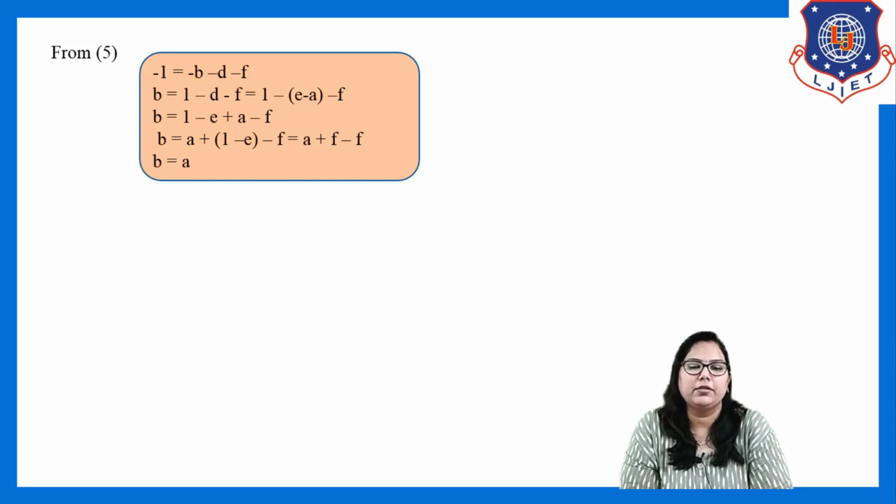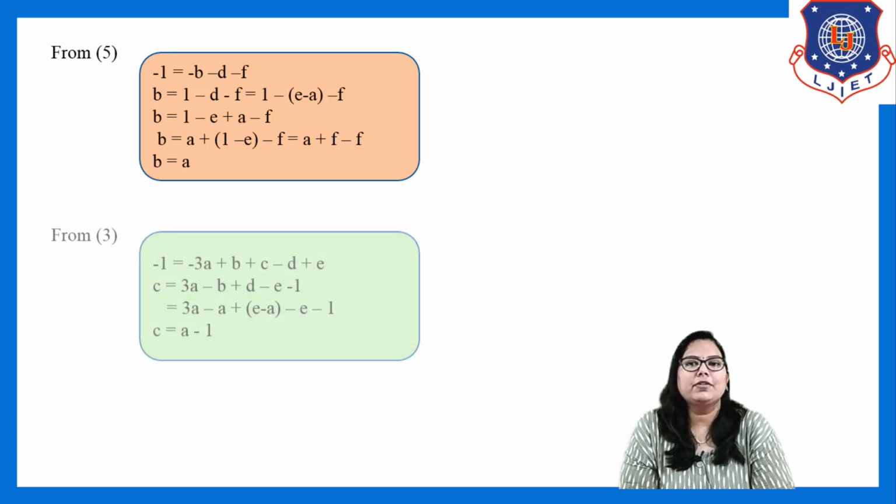Now from equation 5. Equation 5 is what? Minus 1 is equal to minus b, minus d, minus f. Now in place of f, I can write 1 minus e, and in place of d, I can write e minus a. So putting d is equal to e minus a and f is equal to 1 minus e, the terms will be cancelled and the remaining term is a. So b is equal to a, so again b is in the form of a.